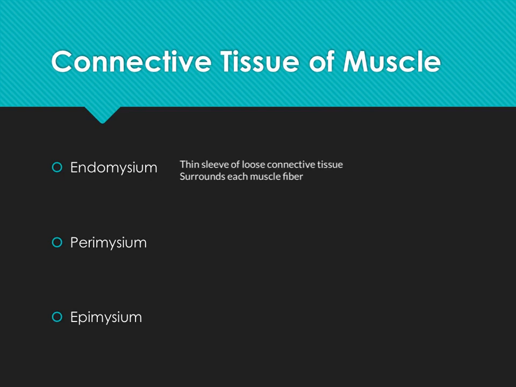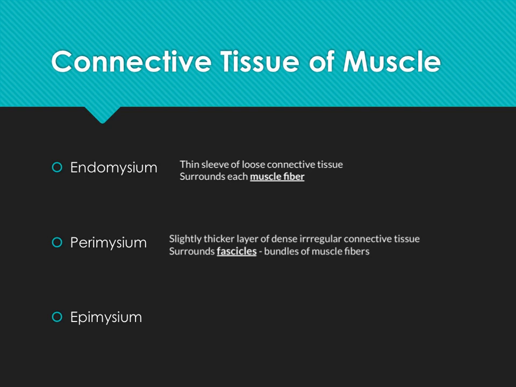The next layer of connective tissue is referred to as the perimysium. This is a slightly thicker layer of dense irregular connective tissue, and this layer of connective tissue surrounds the fascicles of muscle. The fascicles of muscle are bundles of muscle fibers, and they are then wrapped in perimysium. In this area, we'll see larger nerves and blood vessels, as well as stretch receptors. And then finally, we have the epimysium. This is a fibrous sheath of dense irregular connective tissue that surrounds the entire muscle.